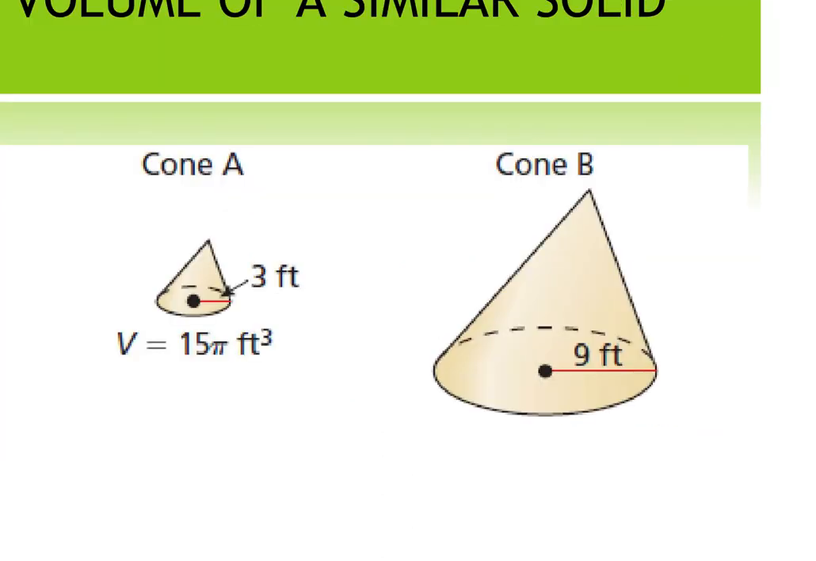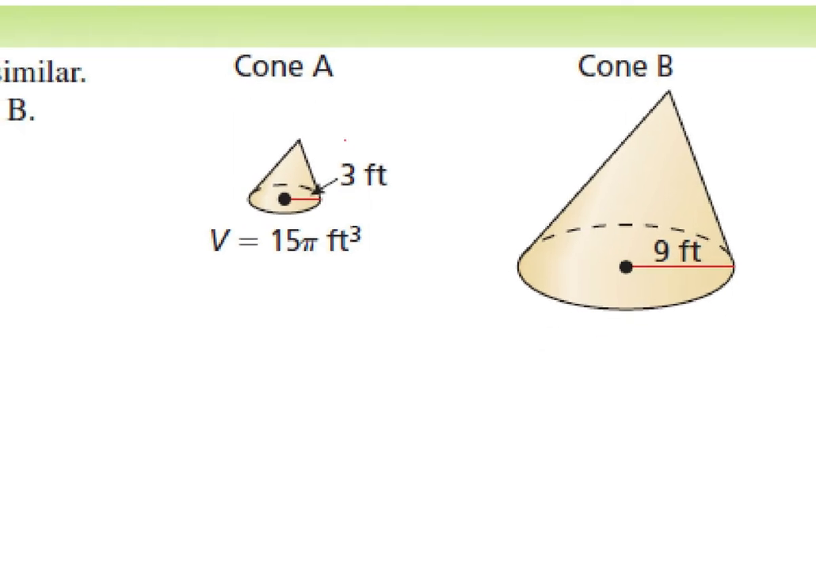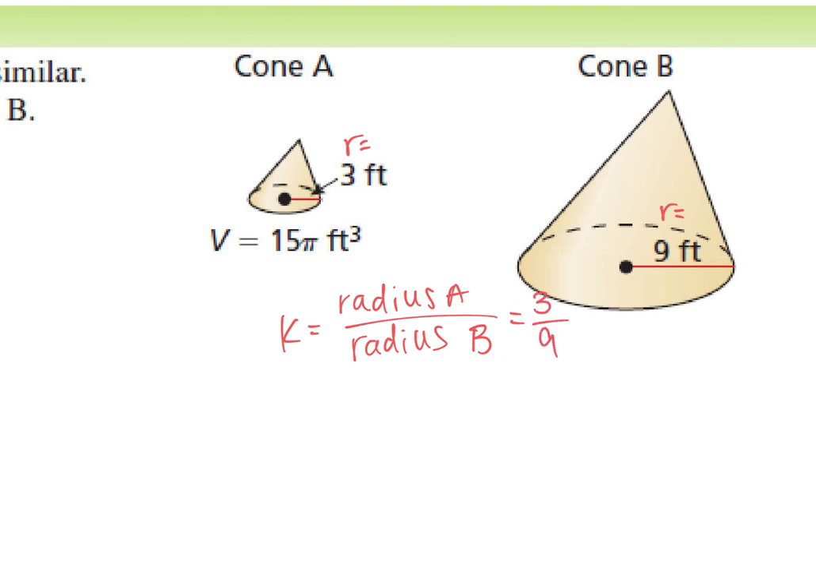The same rule applies in terms of its volume being proportional by the scale factor cubed, okay? So the radius here is 3. The radius here is 9. To find the scale factor, we put the radius of cone A over the radius of cone B. We've got 3 for cone A and 9 for cone B. We simplify this, it becomes 1 over 3. So our K value is 1/3.